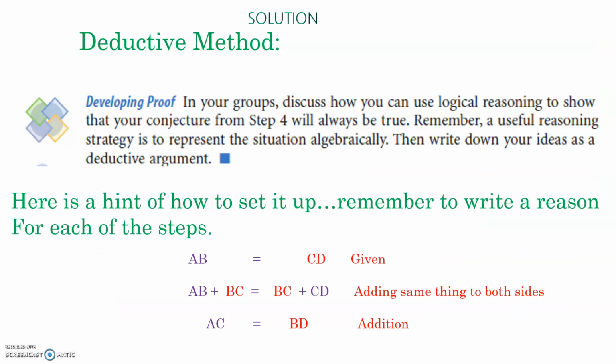And then here is the solution done deductively. I said AB equals CD was given to me, and then I added the same thing to each side, which is an okay thing to do in an equation. And then I just said when you add these two together, you get AC. When you add these two segments together, you get segment BD. And the reason I could do that is because of addition. So I have solved it both ways. I did the inductive way of coming up with that conjecture and the deductive way of proving that conjecture.